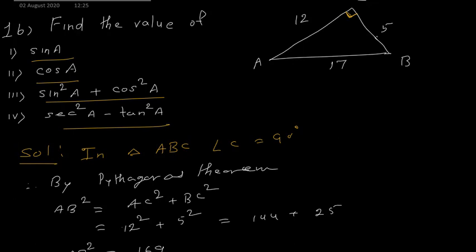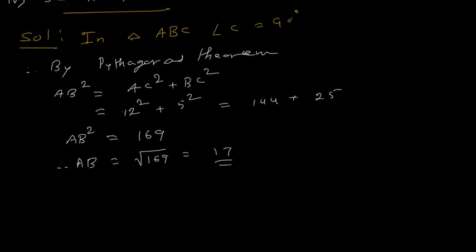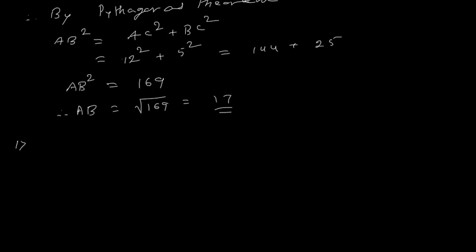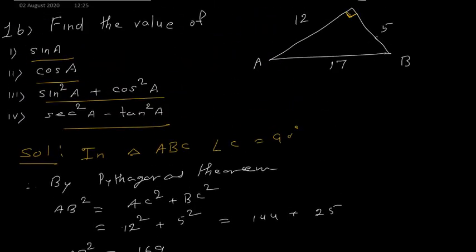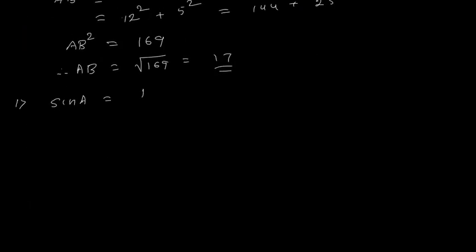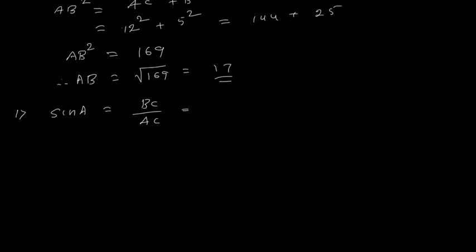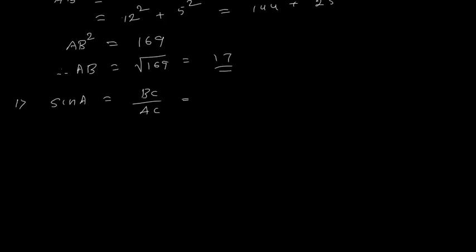Now I got the value of AB, therefore easily I can find sin A. First I have to find sin A. So sin A is equal to the opposite side of angle A, which is BC, upon the hypotenuse, which is AB. So it is BC upon AB. Now the value of BC is 5 and AB is 17. So this is 5 divided by 17.